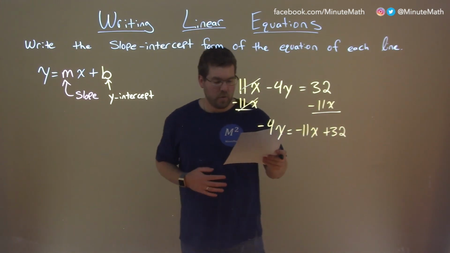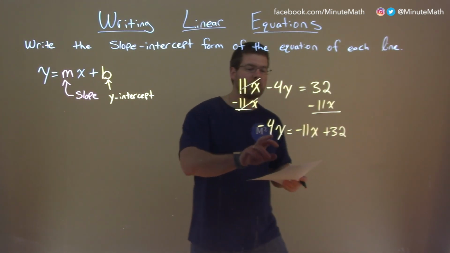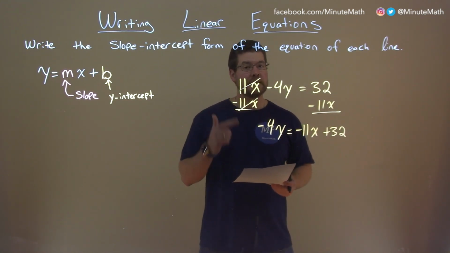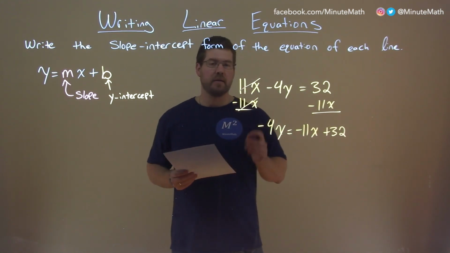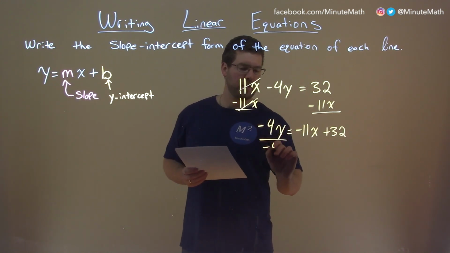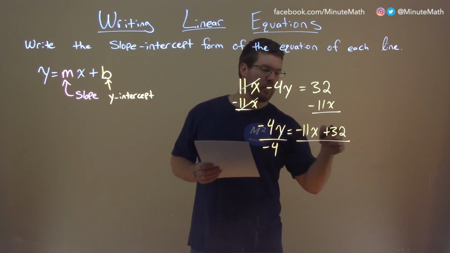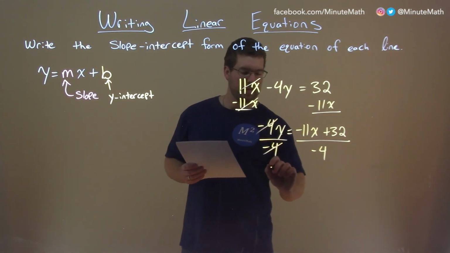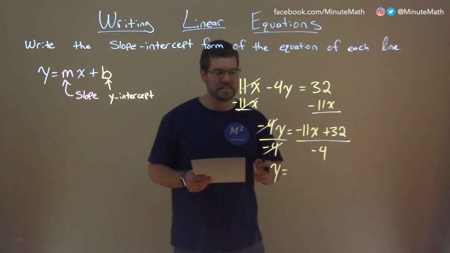And now we need to go from here. We have a negative 4 here. That's being multiplied by y. Opposite of multiplication is division. Divide both sides by negative 4. Negative 4 here. And make sure you get both parts here. Negative 4. Negative 4's cancel. That gives us y by itself.